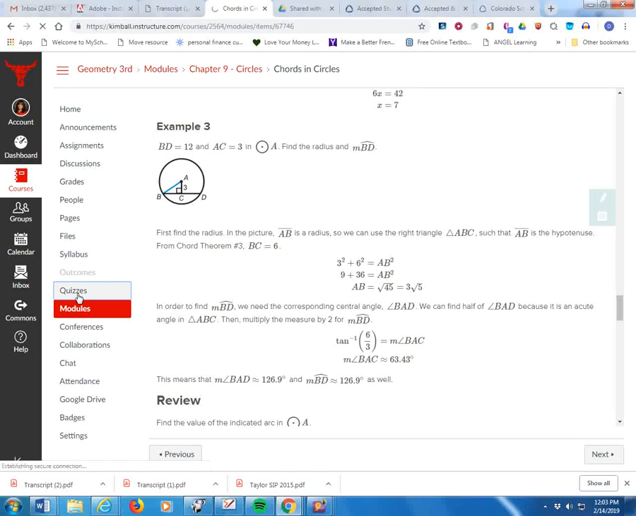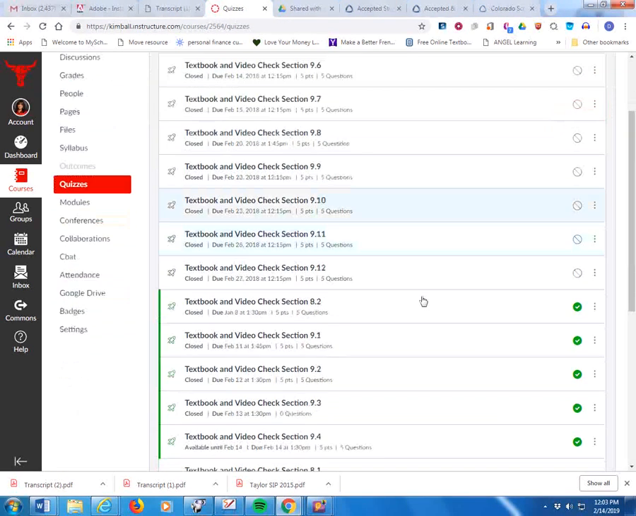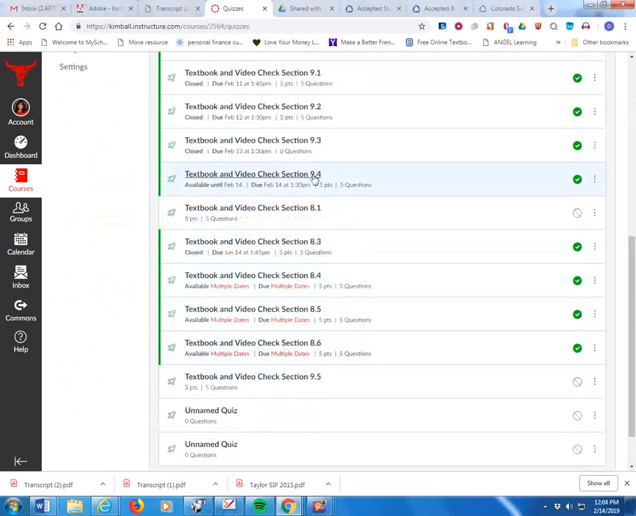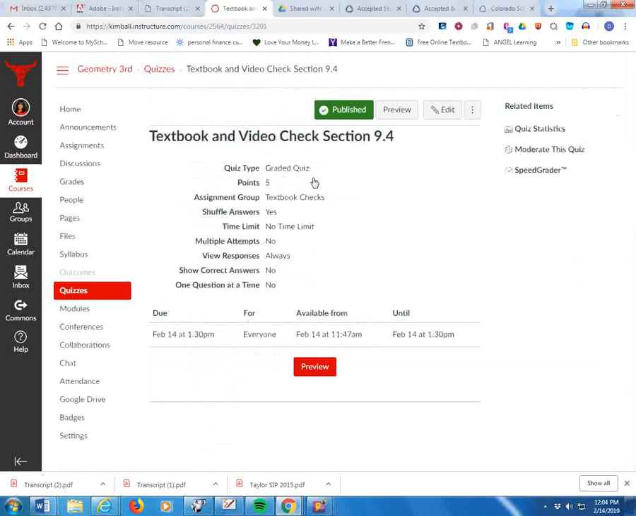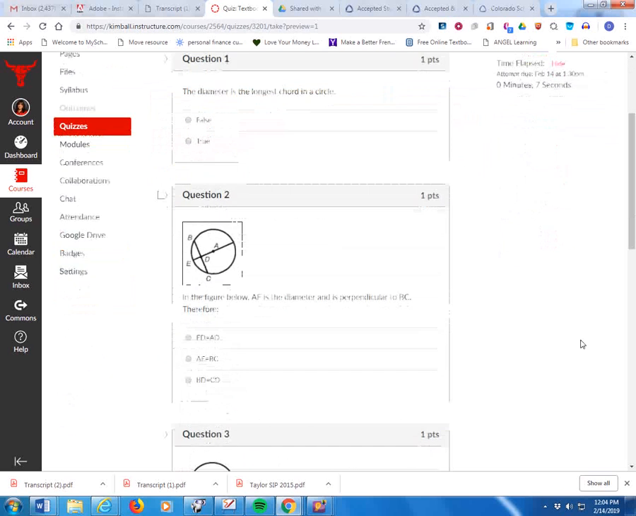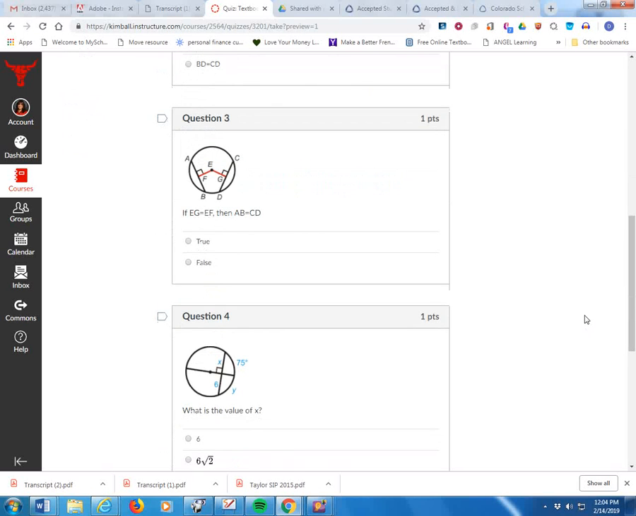Quizzes. Find line 4. The diameter is the longest chord in a circle. True. In the figure below, AE is the diameter and E is perpendicular to BC. Therefore, BD and CD are equal. Yep. Here, if EG is equal to EF, then AB must be equal to CD. True.